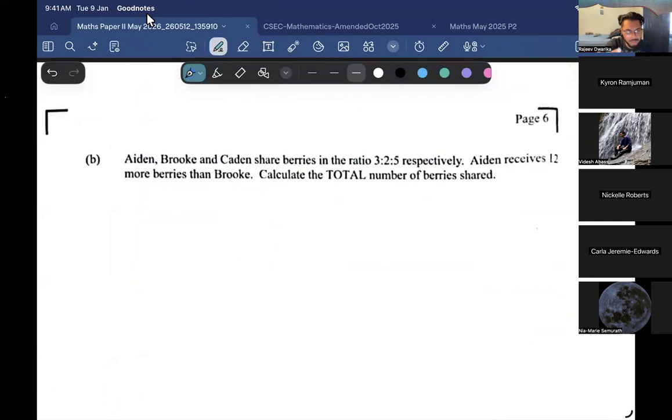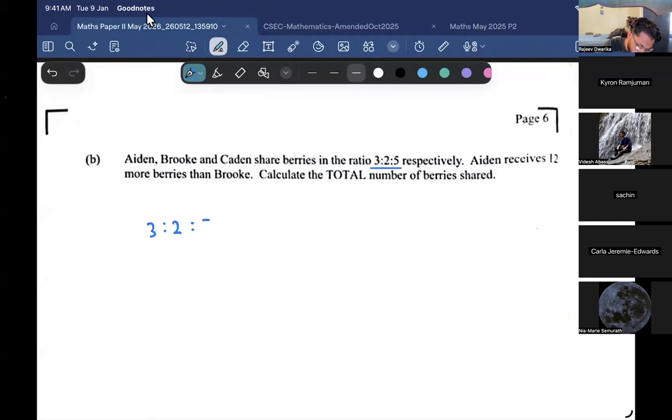So, Sachin, read part B for me. Eden, Brooke, and Keelan share berries in a ratio 3 to 2 to 5 respectively. Eden receives 12 more berries than Brooke. Calculate the total number of berries shared. So, Sachin, when you read a question like this, what is the first thing that comes to mind? Sharing berries among Eden, Brooke, and Keelan. Right? And they gave us a ratio here, 3 to 2 to 5.